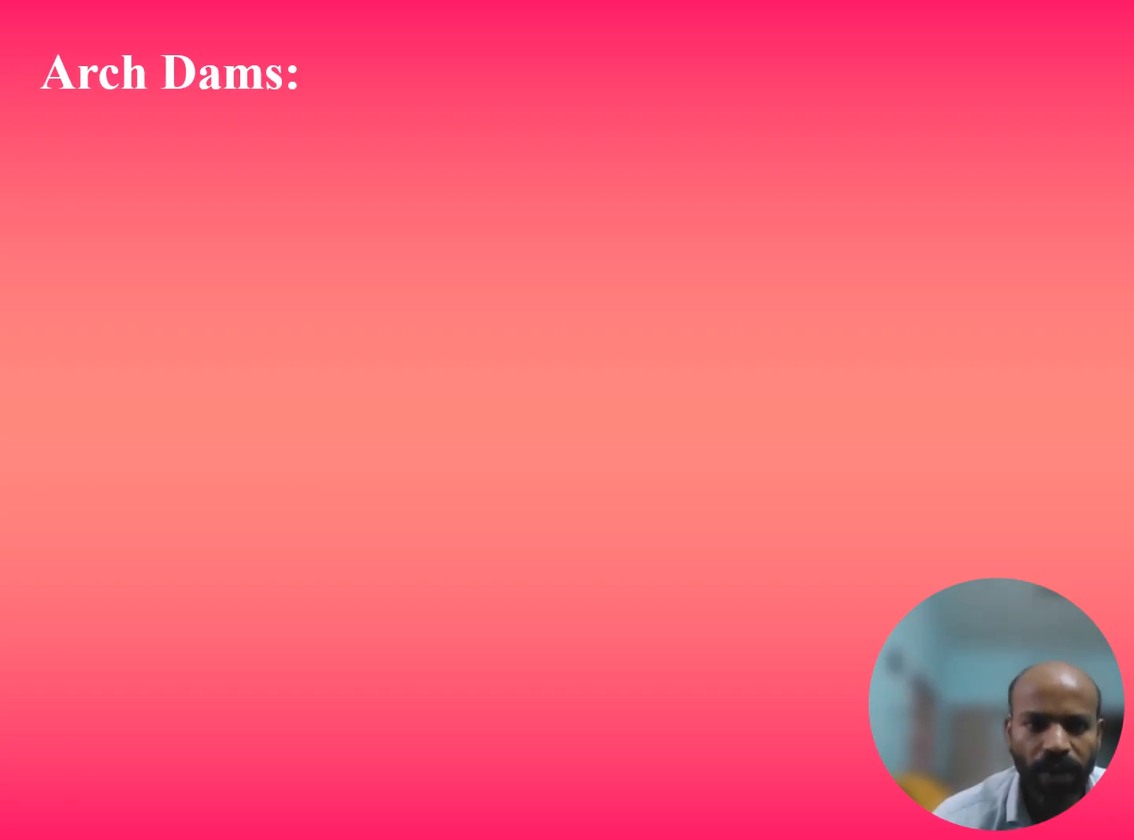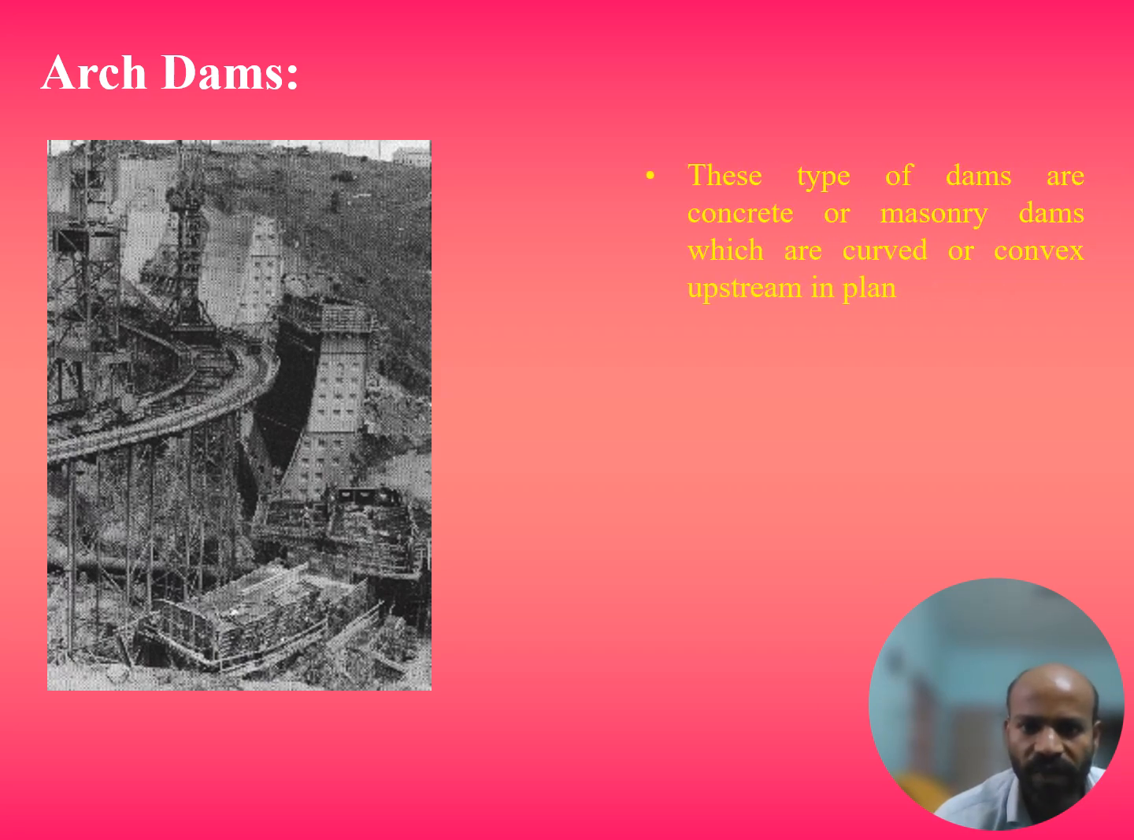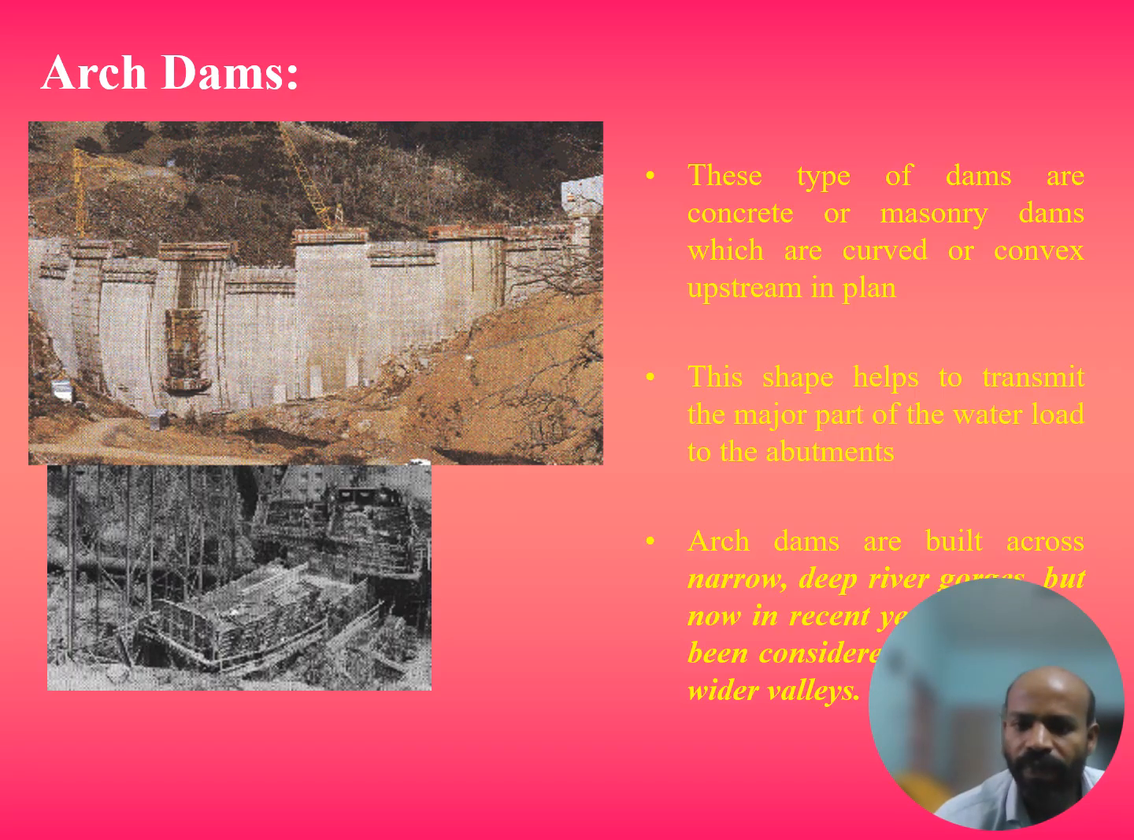Next, we are going to see about the arch dam. The name itself expresses what it is. This type of dam is made of either concrete or masonry. It is curved, convex upstream in plan. This shape helps to transmit the major part of the water load to the abutment. An arch dam is normally constructed across a river that is narrow and deep.